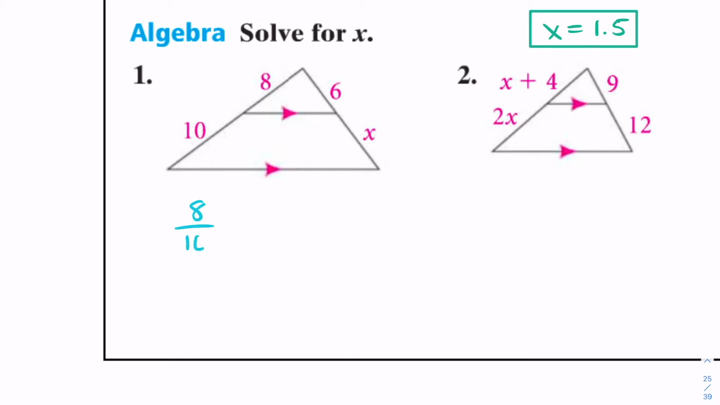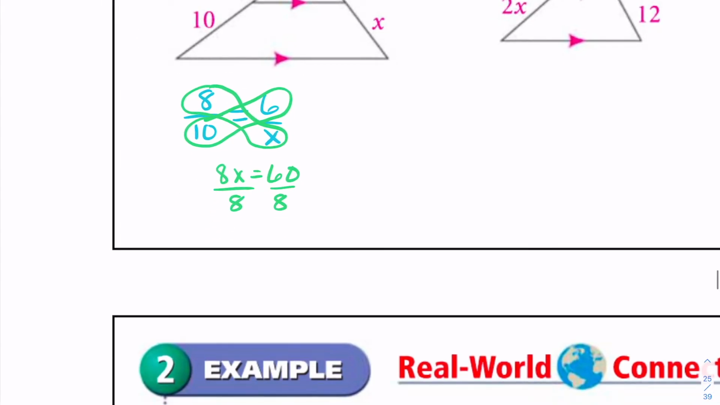8 is to 10 as 6 is to x. Oops, find the cross products. So 8x equals 60. Divide both sides by 8. So 60 divided by 8 is 7.5.